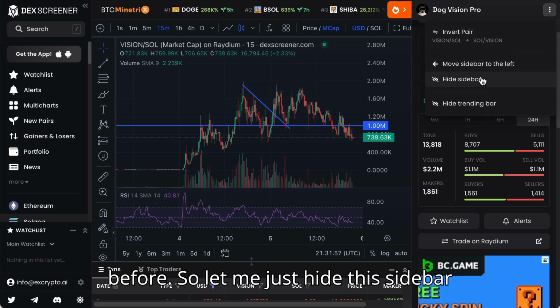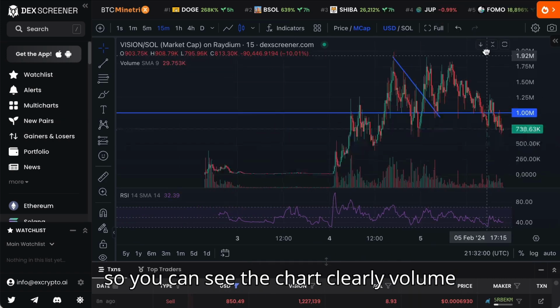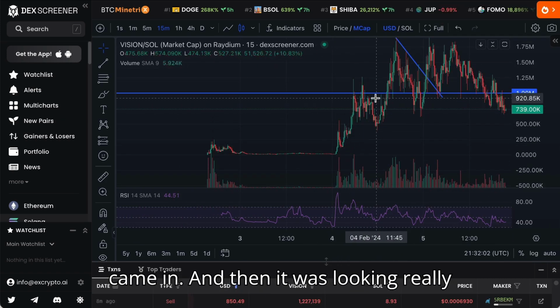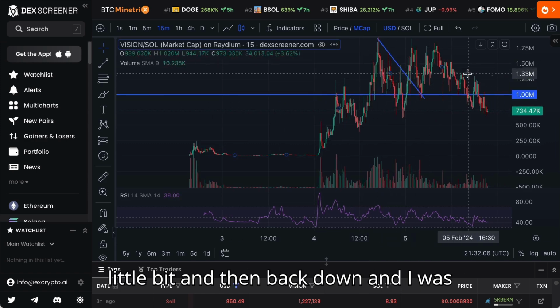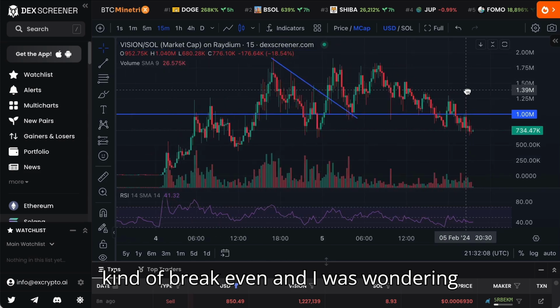So let me just hide this sidebar so you can see the chart clearly. Volume came in, and then it was looking really good. And I got into it, and it went up a little bit and then back down. And I was kind of break even, and I was wondering what to do.